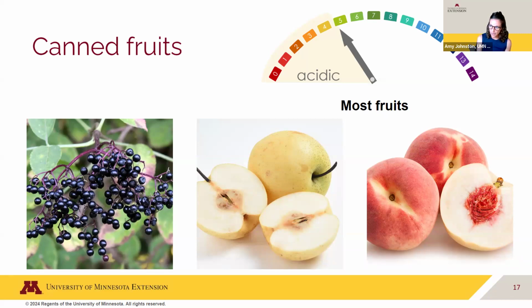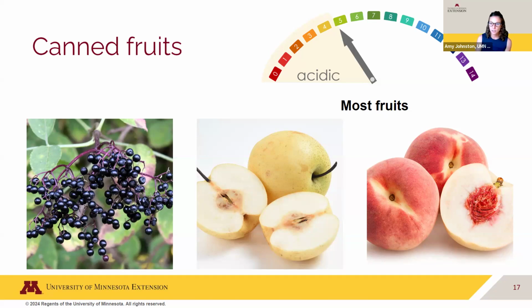Similarly, Asian pears, the image in the middle, can be on the edge. They can have a pH of anywhere between 4.5 and 4.8, while your Bartlett pear is going to have a pH below 4.6. And then apricots are another example. Some varieties can have a pH as high as 4.8.